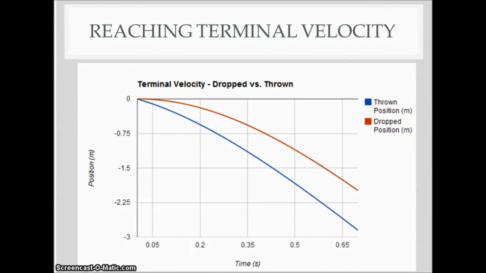If the soccer ball were initially thrown downward instead of dropped, you might think that the terminal velocity would change. This, however, is not the case. The terminal velocity is the same regardless of whether you drop or throw an object. What does change, however, is how fast it reaches terminal velocity.